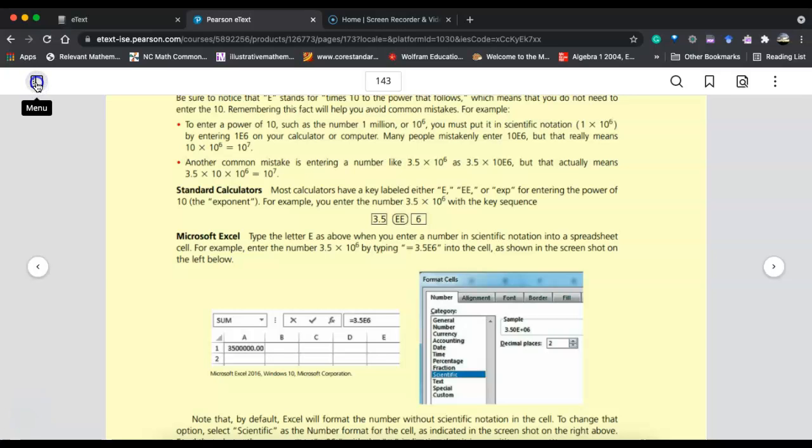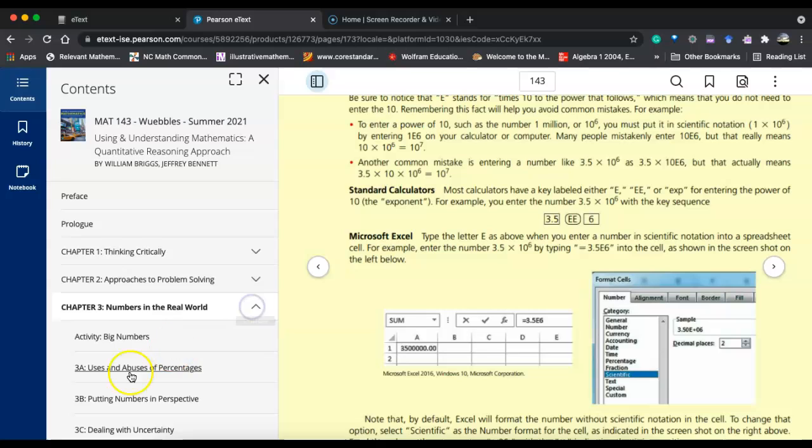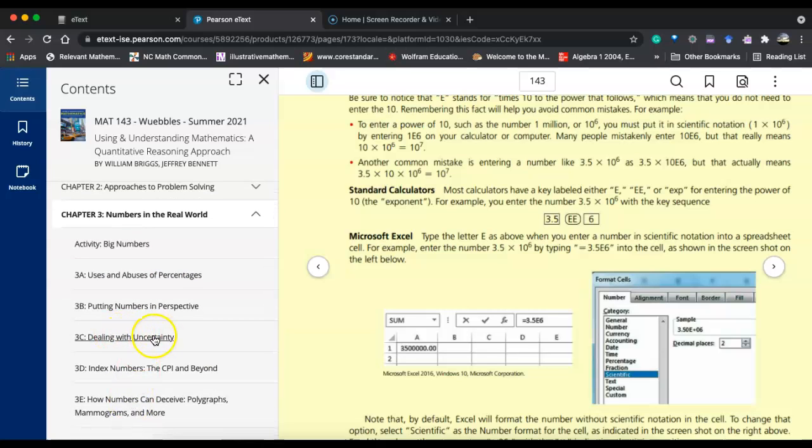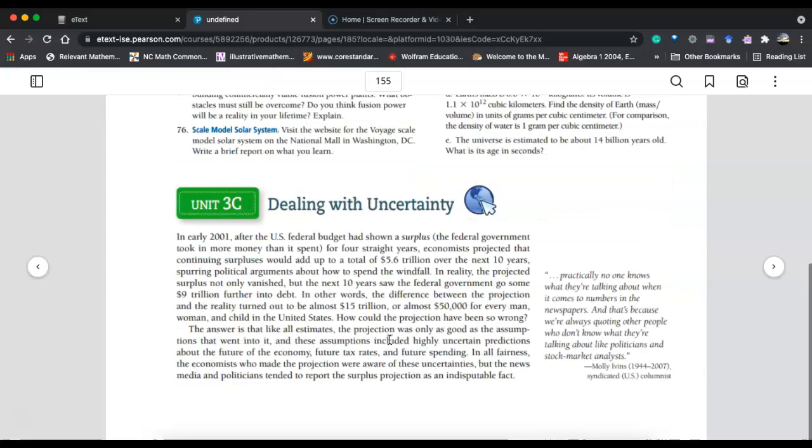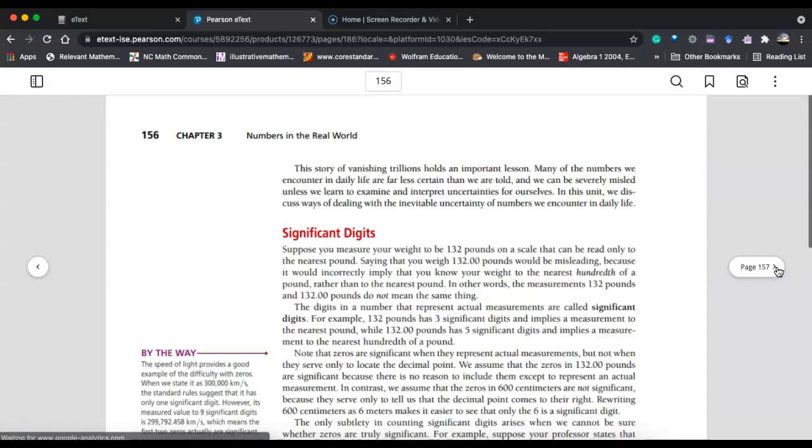And then coming back to our table of contents, let's go to the last section that we will be learning in this chapter, which is 3C. And I have to scroll down for this one, but it says dealing with uncertainty, but here we're really looking at significant digits. Again, watch this video to get a good little overview of this section.